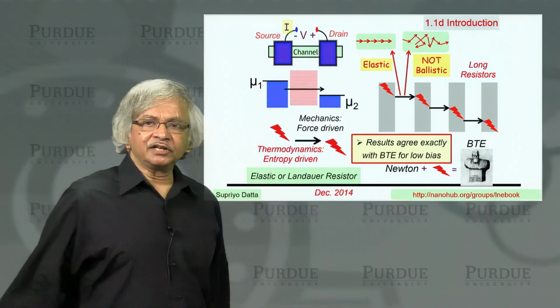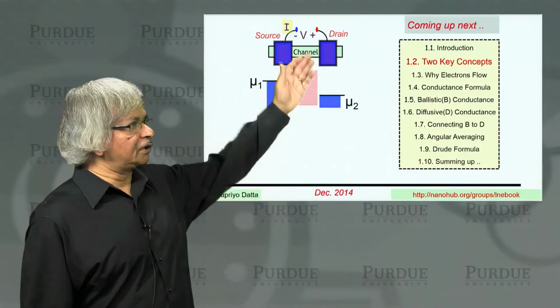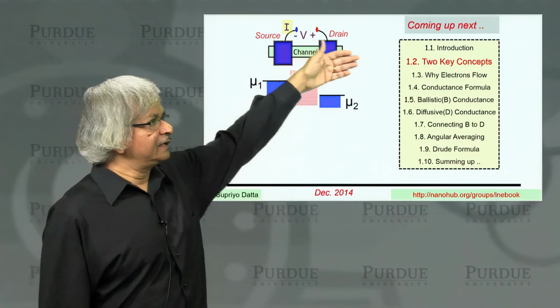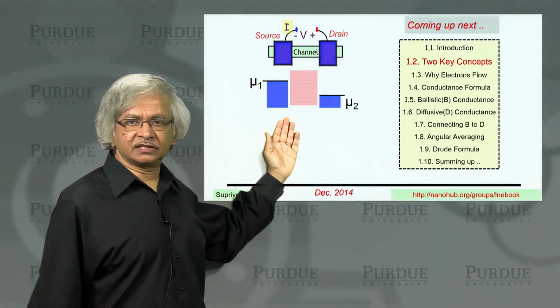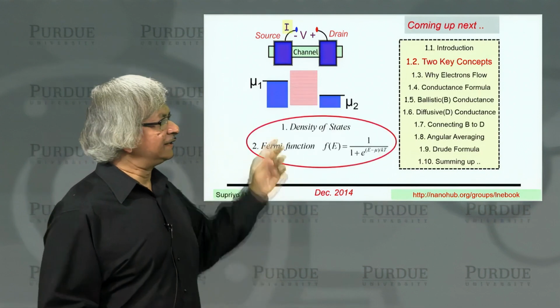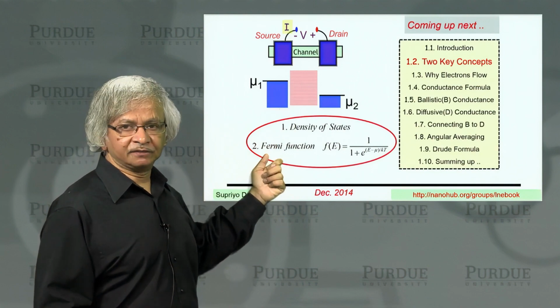So with that introduction then, I think we're ready to get started. The next topic we'll get started by discussing these two key concepts that you need in order to discuss current flow. First is the density of states, as I mentioned, and the second is the Fermi function.